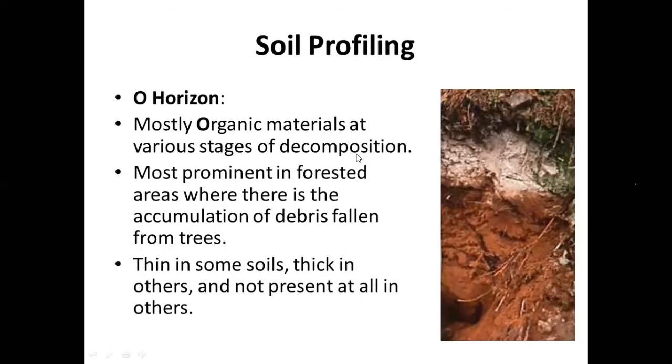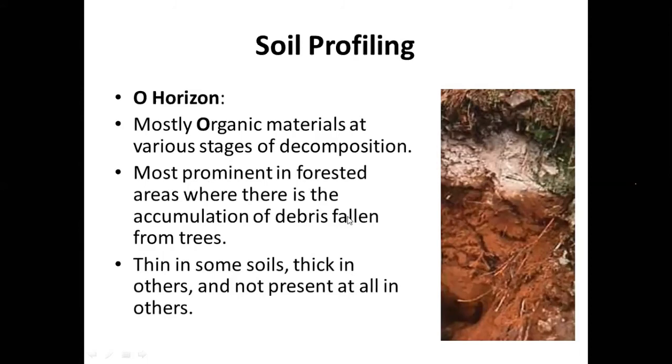It is most prominent in forested areas. So where do we find the organic material in the forested areas mostly? O horizon can be found mostly in forested areas where there is accumulation of debris fallen from the trees. Debris means their branches, their leaves, and any parts of the tree. So where there are more trees, the debris will be more, and when they fall, that will compose our O horizon. This O horizon can be thin in some soils or thick in other parts and not present at all in others.